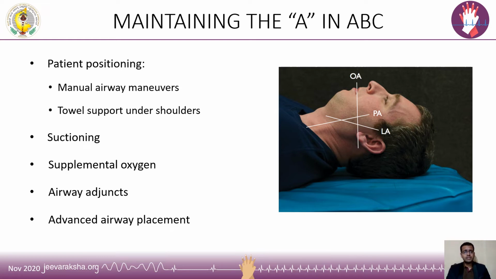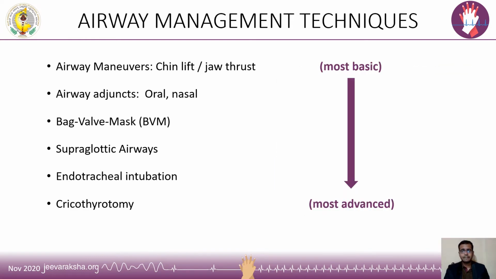Once the position of the patient is set, you will have to see if there is any form of obstruction, which we already described, and do suctioning if there are any secretions. You will have to start supplementing oxygen while you are examining the patient. If there is some form of hypoxia, sometimes you will have to use some airway adjuncts, and if that is not working, you will have to go with advanced airway adjuncts.